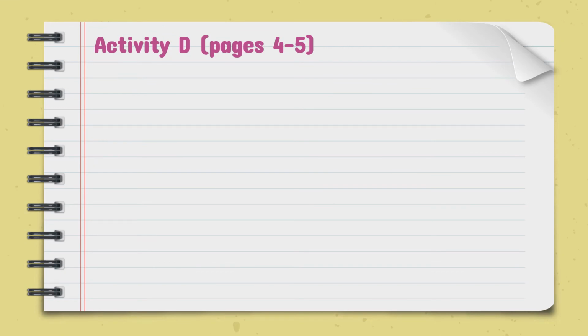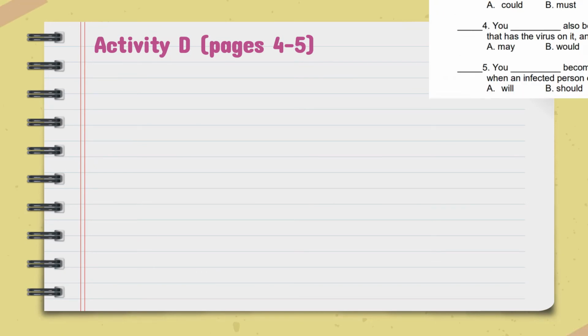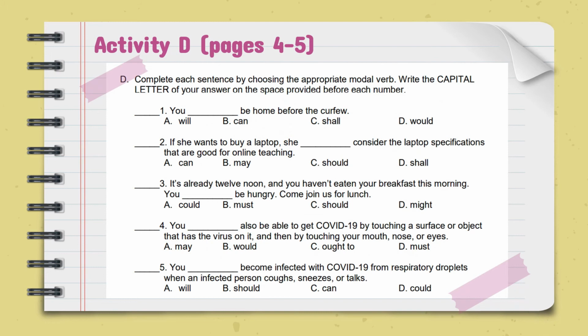Now, for activity D, pages 4 to 5, you will complete each given sentence by choosing the appropriate modal verb from the given choices. Write the capital letter of your answer on the space provided before each number. Let's now answer the first item.